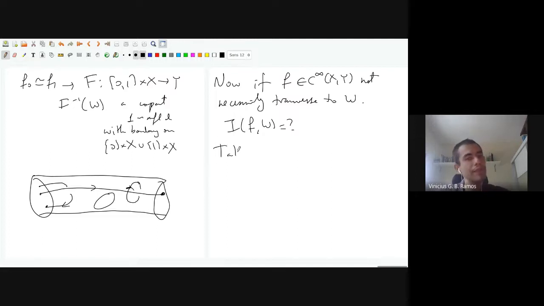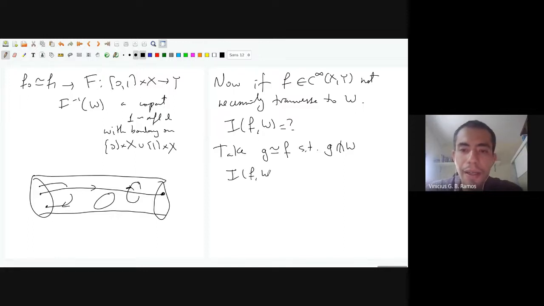So you take g, which is homotopic to f, such that g is transverse to W. So by the Thom transversality theorem, you can find a sequence of those functions that are converging. In particular, they are all homotopic. So you just take one that happens to be transverse. And then you just define I(f, W) to be I(g, W). And by this proposition, it doesn't matter which one you pick.